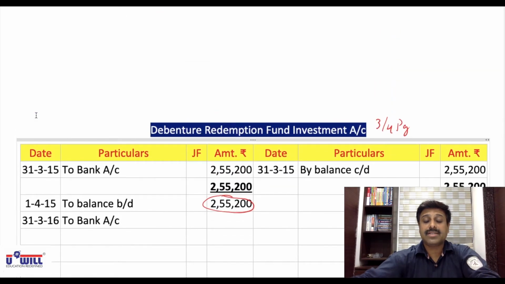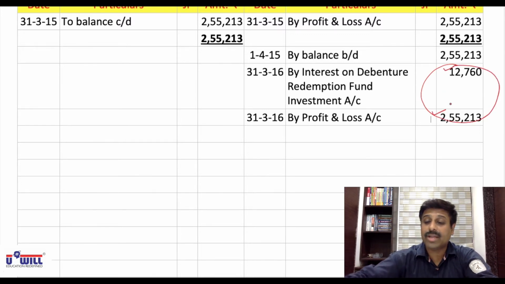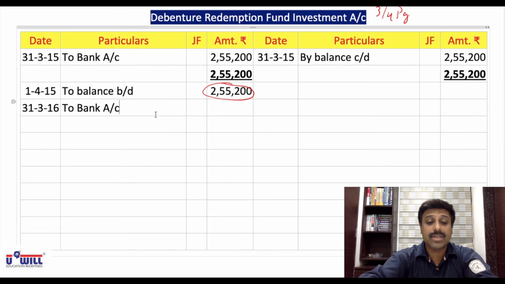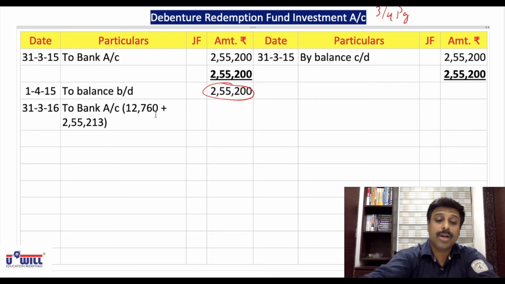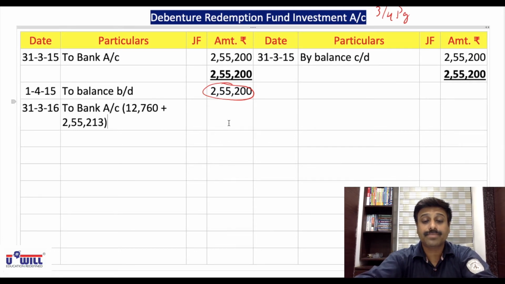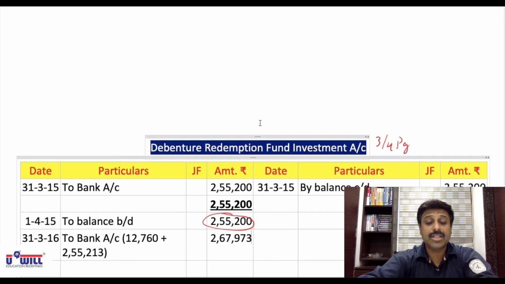But now what will we invest? Now we will invest the total of these two. That is, the interest will also get reinvested and the funds kept aside will also get reinvested. So what we will invest now is 12,760 plus the funds kept aside 255,213. Okay, so do it, everyone. So what amount are we going to invest? 267,973. This amount will get reinvested. So all the four entries of second year are done.